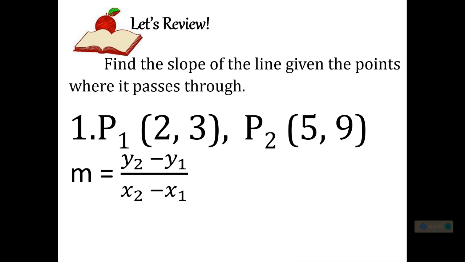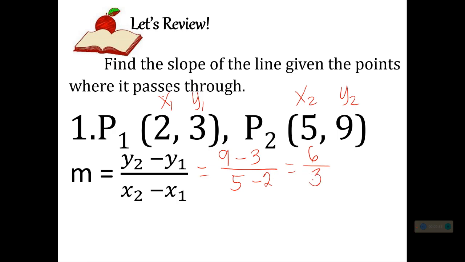have m is equal to y sub 2 minus y sub 1 all over x sub 2 minus x sub 1. So to recall, we have here our x sub 1, we have here y sub 1, x sub 2, and then y sub 2. So you will just substitute. So we have here y sub 2 is 9 minus y sub 1 is 3 over x sub 2 is 5 minus our x sub 1 is 2. And then 9 minus 3 is 6 all over 5 minus 2 is 3. So we have here 6 divided by 3 is 2. So this is the slope of number 1.